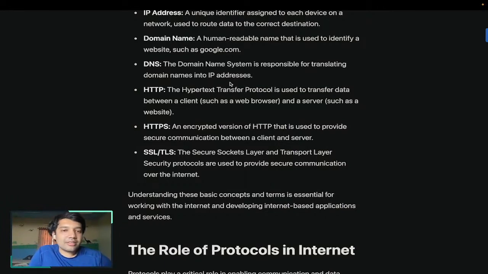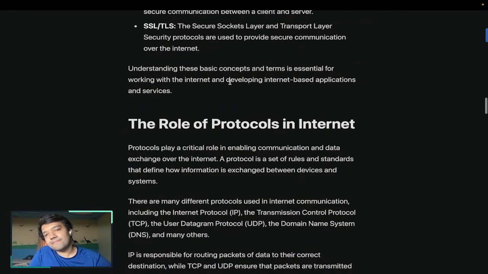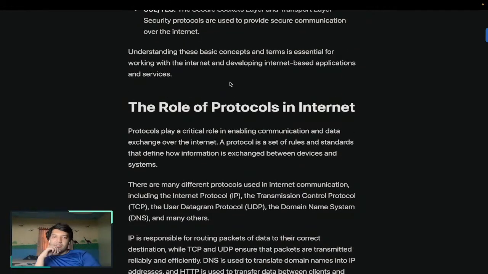HTTP is used to transfer data between clients such as web browsers and servers such as websites. HTTPS is encrypted HTTP to provide secure communication between clients and servers. SSL and TLS, Secure Sockets Layer and Transport Layer Security, are protocols used to provide secure communication over the internet.